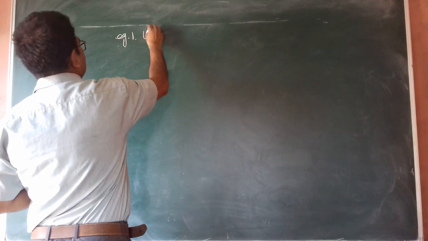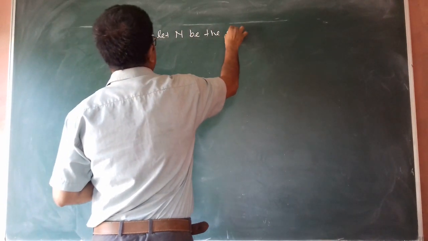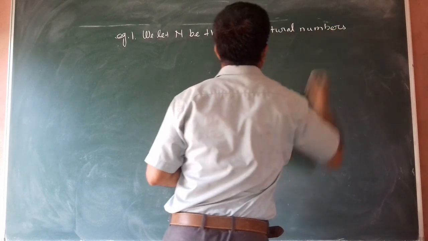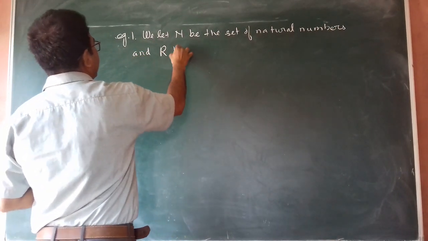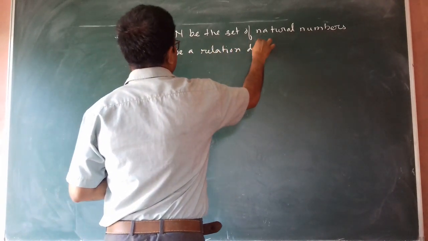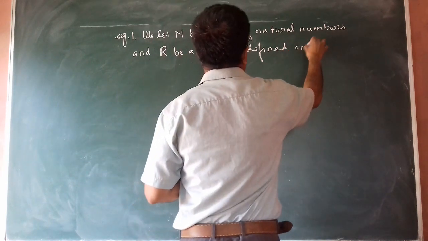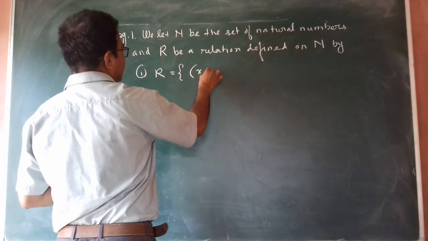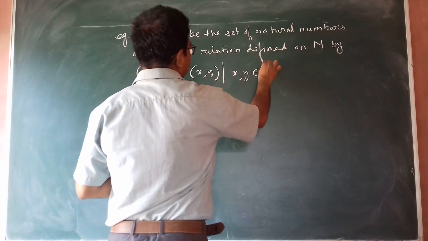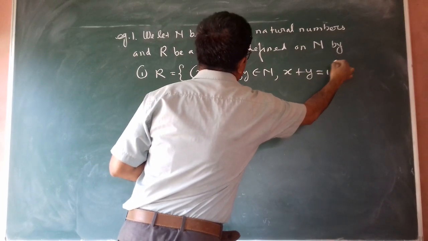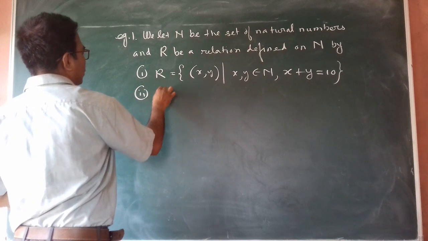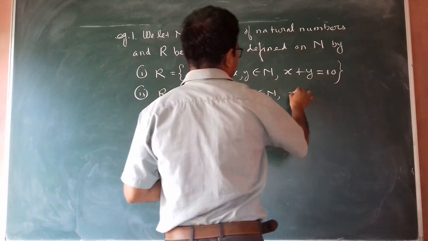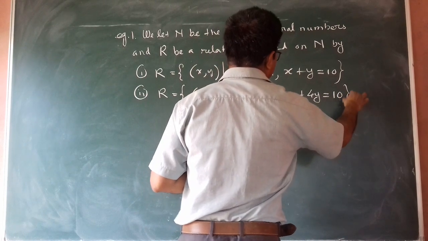So let N be the set of natural numbers and R be a relation defined on N by: number 1, R equal to {(x, y) such that x, y belongs to N, x plus y equal to 10}. And number 2, R equal to {(x, y) such that x, y belongs to N, x plus 4y equal to 10}.